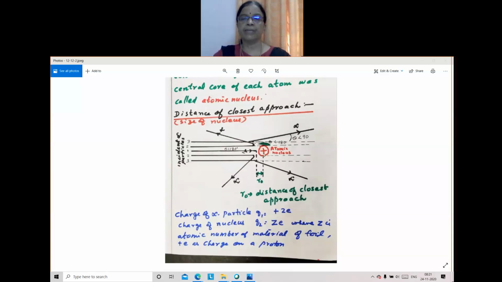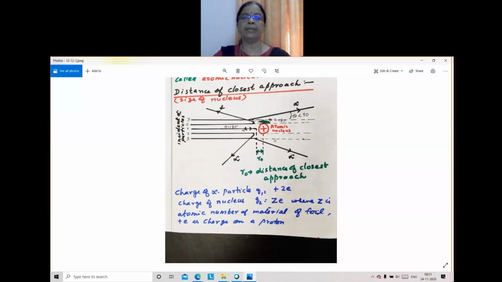That means it is having a positive charge. As for the potential at this distance, how much will it be? 1 by 4 pi epsilon 0 q by r, we have studied. And here q we take as Z into e. Z into e is the charge of the nucleus we are taking. Z is the atomic number of gold foil. E is the charge of a proton. So Z into e is the charge of the nucleus.